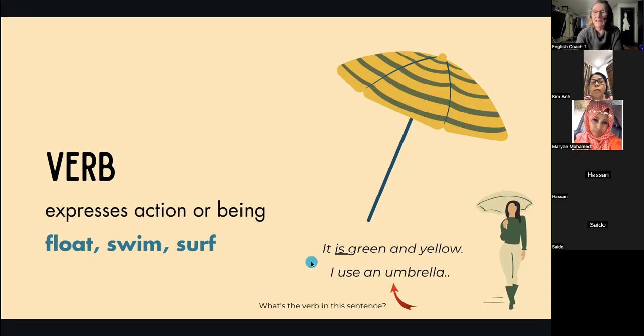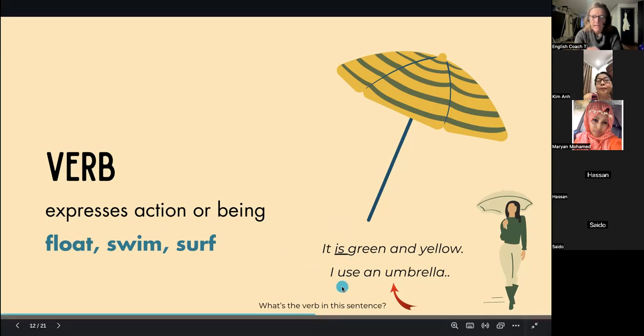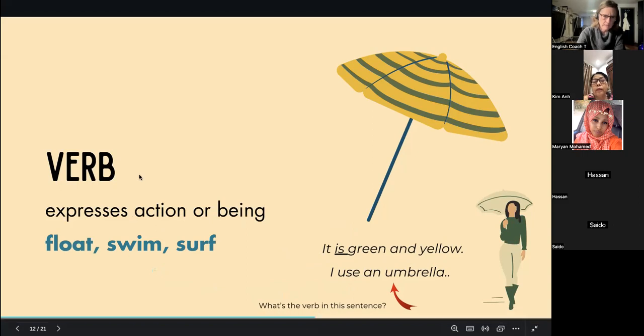So in my example, it is green and yellow. The be verb is, right? It's a state of how the umbrella is, what color it is. In the other example, I use an umbrella. What's the verb in that sentence? And you can put it in the chat box.